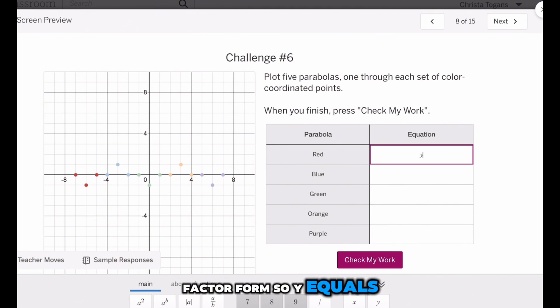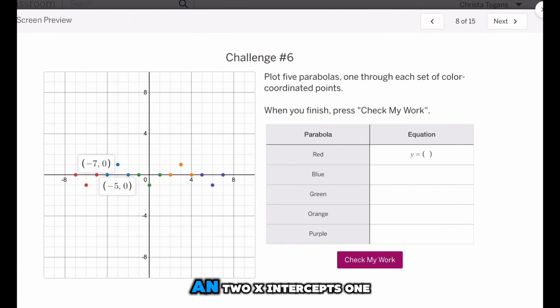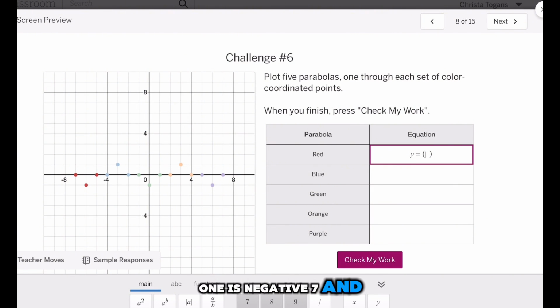So y equals, and I'm pretty sure that all of them have a coefficient of 1, but I could be wrong. So let's start with the red one. The red one has 2 x-intercepts. One is -7, and one is 5. So, well, it's -7, 0, and then -5, 0. But we're only looking for the x values. So it'd be x plus 7, and then parentheses, x plus 5.